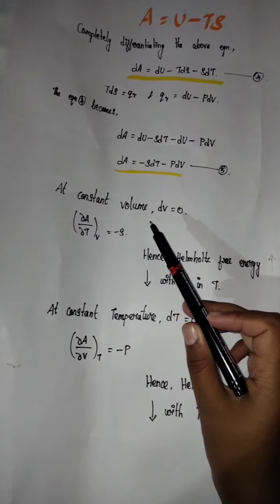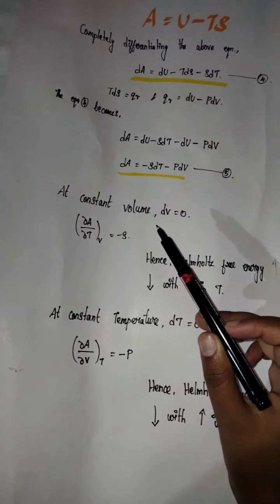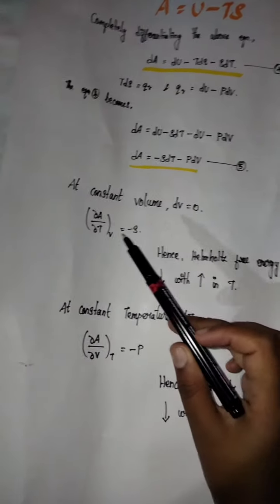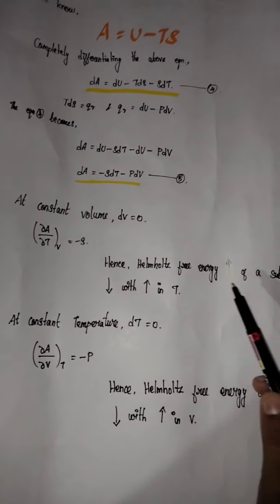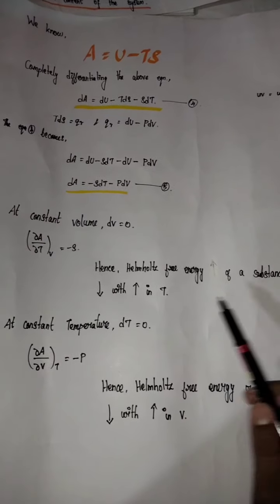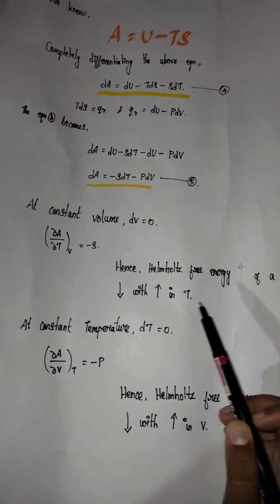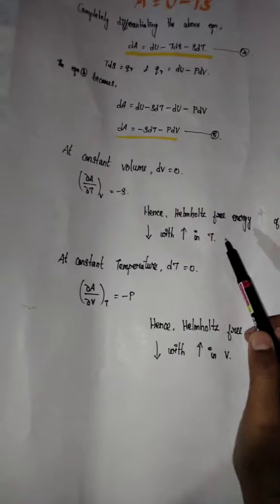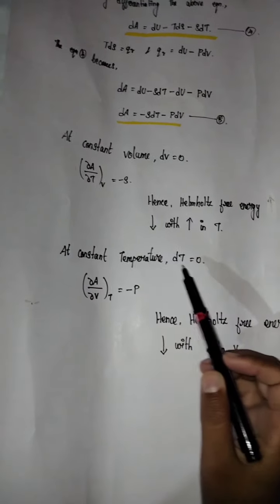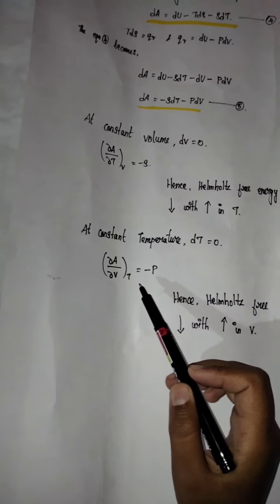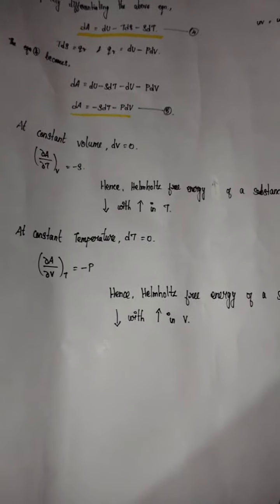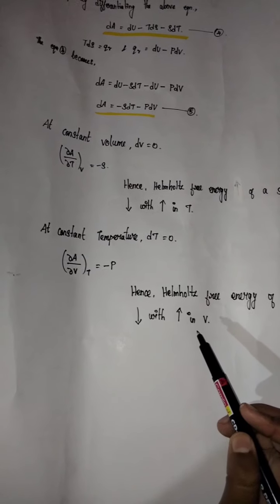At constant volume, dV becomes 0. While substituting this in the above equation, dou A divided by dou T at constant volume is equal to minus S. Hence the Helmholtz free energy of a substance decreases with an increase in temperature. Similarly, at constant temperature, dT becomes 0, and dou A divided by dou V at constant temperature is equal to minus P. Hence the Helmholtz free energy of a substance decreases with an increase in volume.